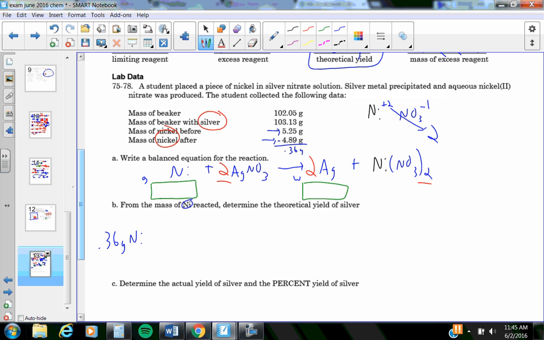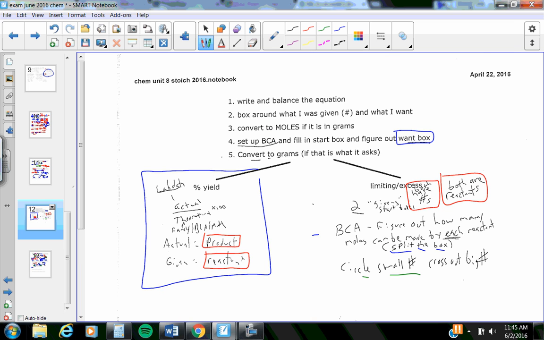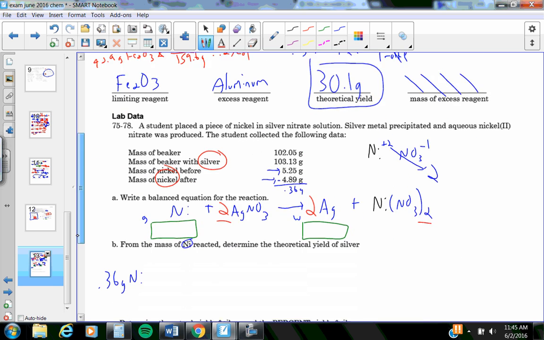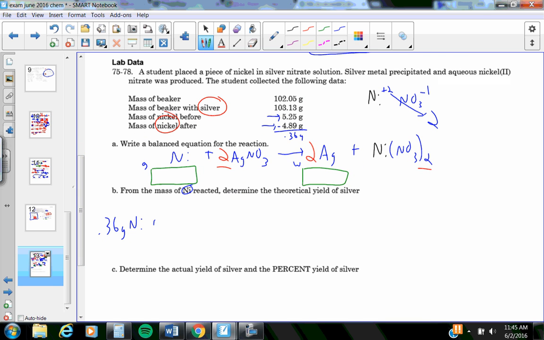Let's see where I'm at. I've sort of done quite a few things. I've balanced the reaction. I've set up a BCA table and figured out what I want to know and what I was given. Although now I'm to the point where it says, box around what I was given, I got to convert it to moles if it's in grams. That's my next step.